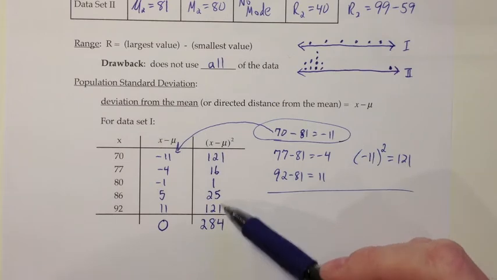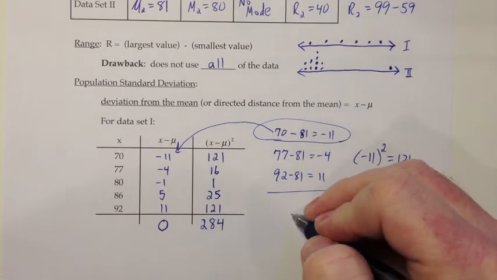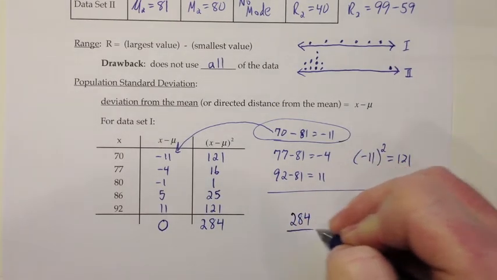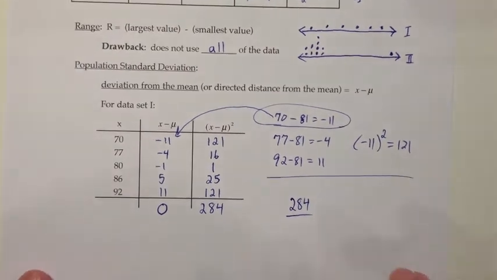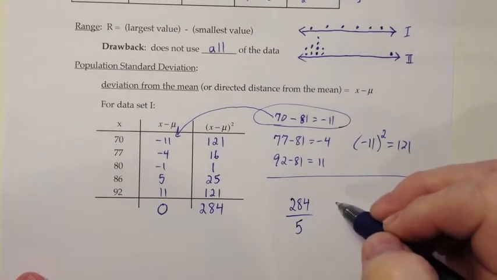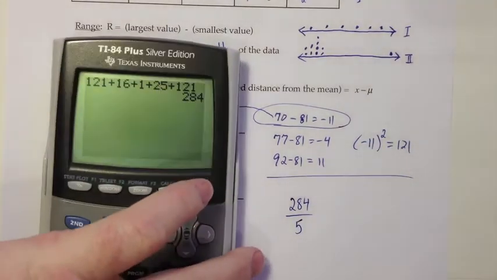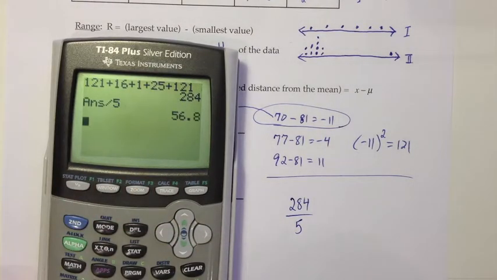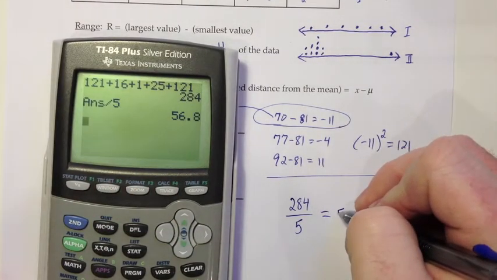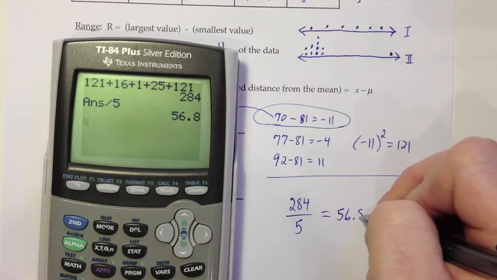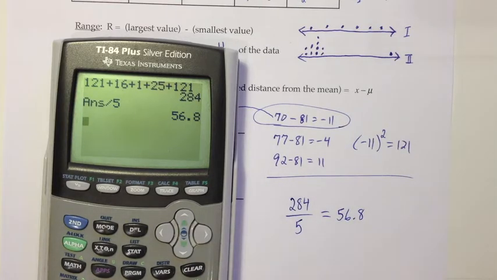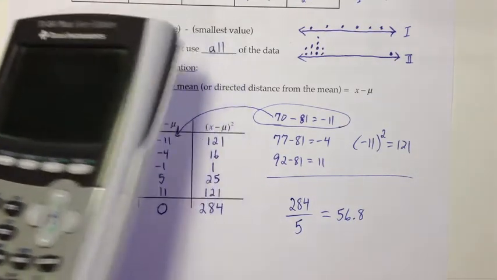Well, we've just added 5 numbers together, so it might seem reasonable to take that 284, since that came from adding 5 numbers, to then go ahead and divide it by 5. And if we take our last answer, 284, divide that by 5, we get 56.8. And I suppose you could say this was the average of our squared deviations.